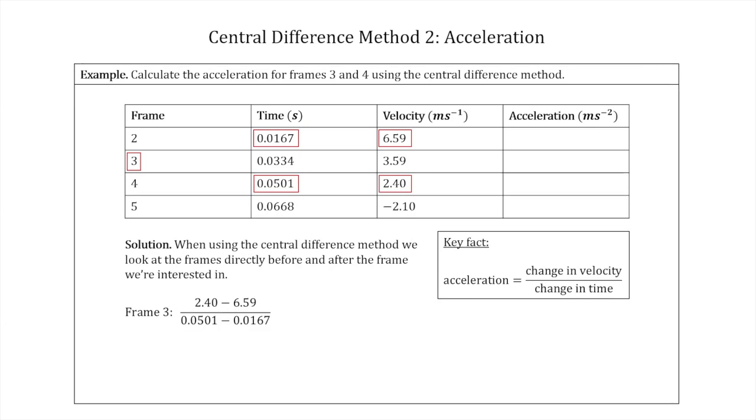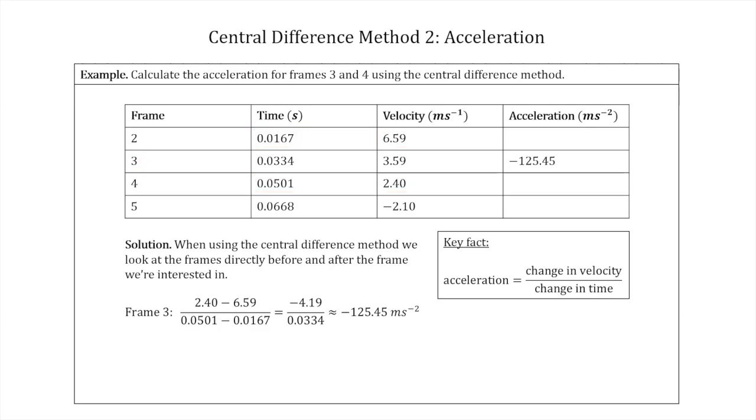So here we're going to get a negative number when we do that, but that's okay because acceleration can be negative. And so that's divided by 0.0501 minus 0.0167, so that's the change in time. We get minus 4.19 over 0.0334, which is roughly equal to minus 125.45 meters per second. So let's put that in our table, minus 125.45. So that was the acceleration at frame 3.